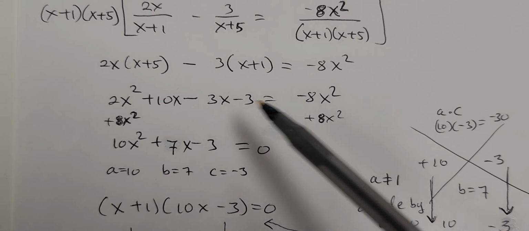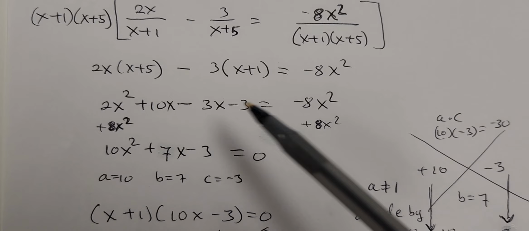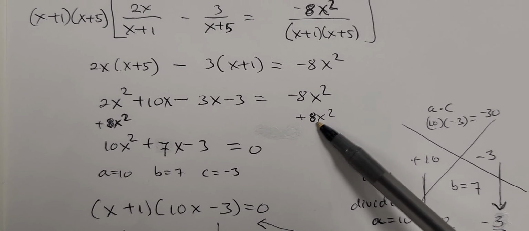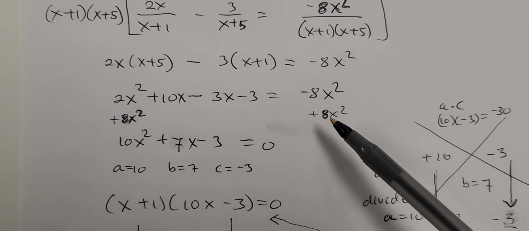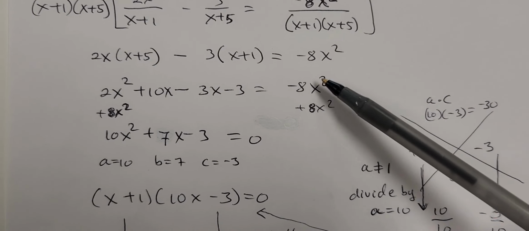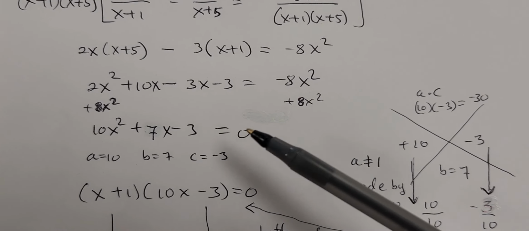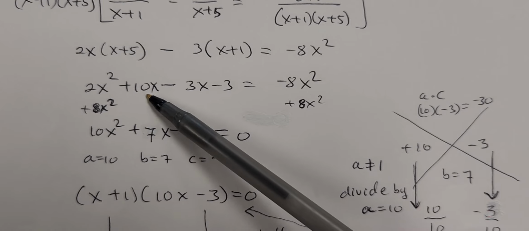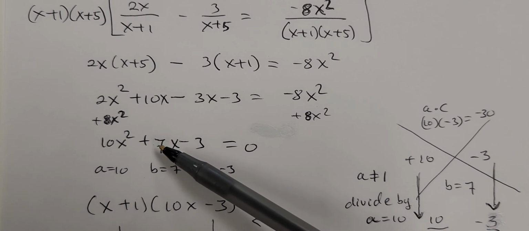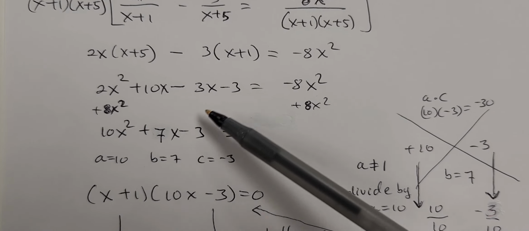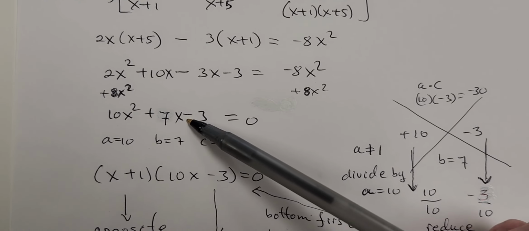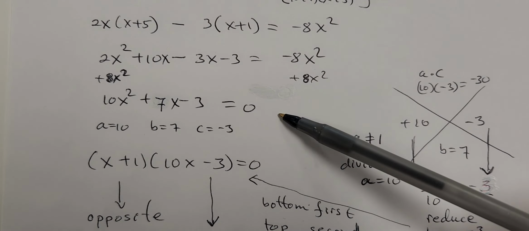Now we need all the numbers on this side, so combine like terms. Since this is negative, I would add positive 8x squared to both sides. So 8 plus 2 gives me 10. This 8x squared is canceled, so I have 0. However, here I have 10x minus 3x, so 10 subtract 3 gives me 7. And then bring down this 3. Now we have 10x squared plus 7x minus 3 equals 0.